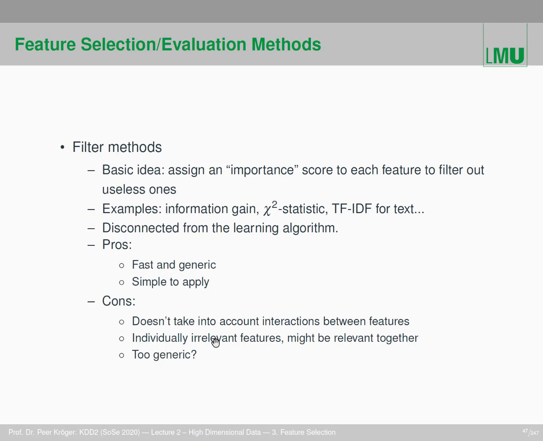It will lose in the case where you have individually irrelevant features that together form relevant subspaces. In this scenario, those methods will fail. And the question, of course, is also whether those evaluation measures are too generic for your application. Of course, you can come up with application-specific ones, but they may also be too generic for the learning algorithms you want to employ later on.